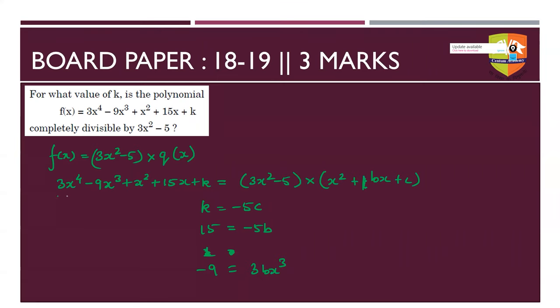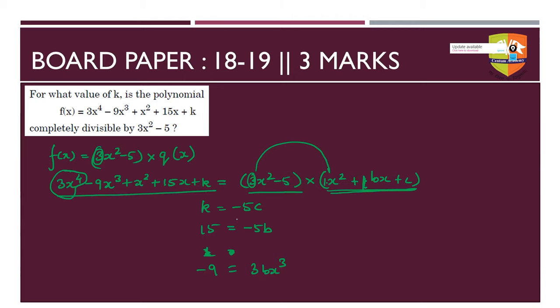Dekho, I express this given polynomial as 3x square minus 5 into some q(x), which is x square plus bx plus c. The coefficient of x square is 1 here because this 3 is anyways present here. So if you multiply this and this, you will get this 3x to the power 4. So this is the expression. You have to basically find out the k value. It is completely divisible, there is no remainder.